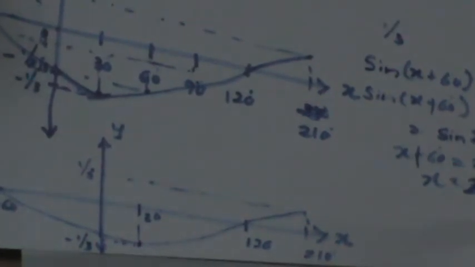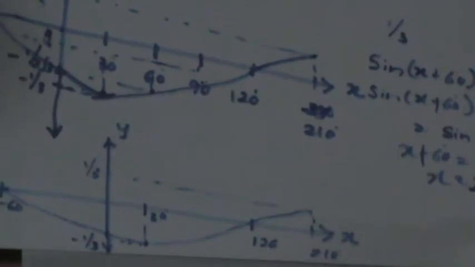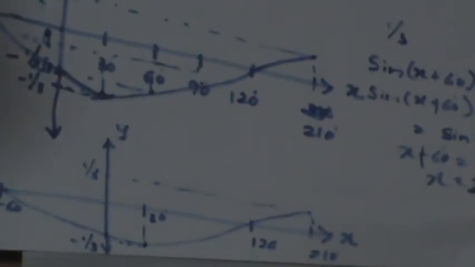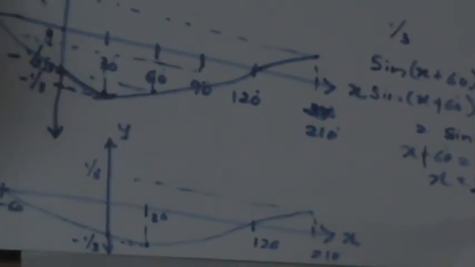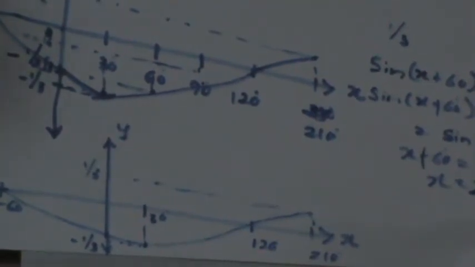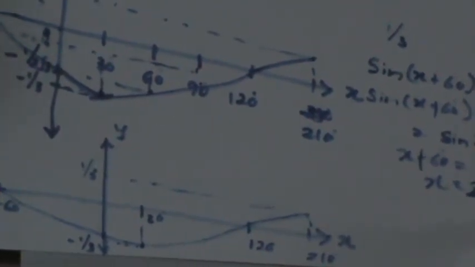Then I took sin (x plus 60), because the sin (x plus 60) is here, and then I took minus sin (x plus 60), because I can write minus 1/3 as minus 1 times 1/3. So I took minus sin (x plus 60) here, and then I took 1/3 of it. So when x is equal to 30, x plus 60 is 90, x equal to 60, x plus 60 is 120, x equal to 120, x plus 60 is 180.